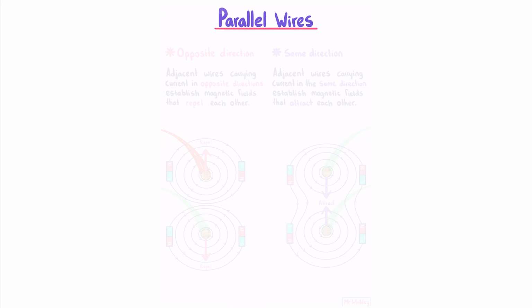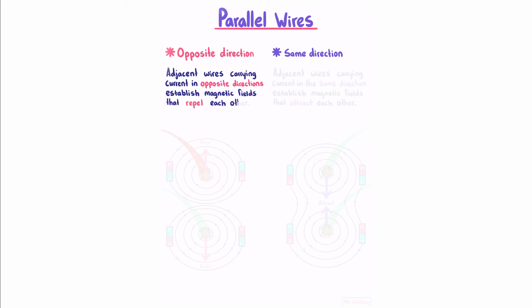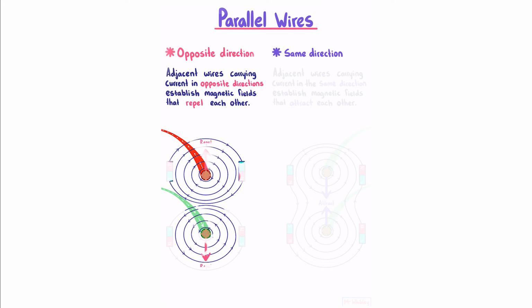Parallel wires. We're now going to look at what happens when you position current-carrying wires next to each other, with current either flowing in the opposite direction or in the same direction. Adjacent wires carrying current in opposite directions establish magnetic fields that repel each other. So if we have our red wire carrying current into the page and our green wire carrying current out of the page, pointing your right thumb into the page will show a clockwise curl of your fingers, indicating a clockwise magnetic field. And for our wire carrying current in the opposite direction, we have the magnetic field in the opposite direction.